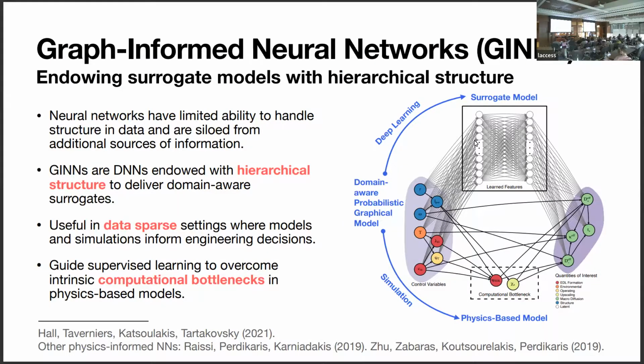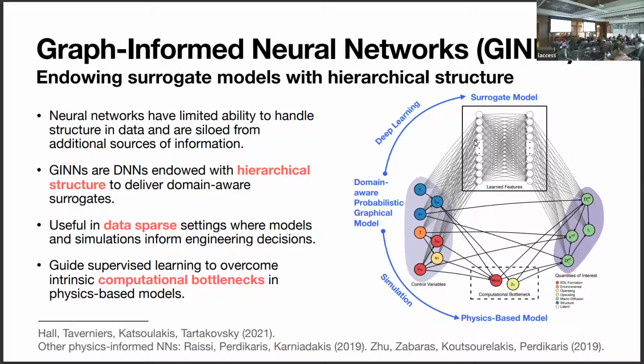So our GINs here, our graph-informed neural networks, the idea is to endow our statistical surrogate models with some hierarchical structure. Deep neural networks learn correlations between things that are essentially flat. They do a really bad job of representing and capturing hierarchical information in the data. So the simple-minded thing that we propose to do is to add some hierarchical structure to such models.